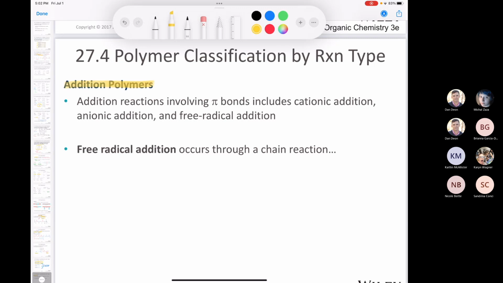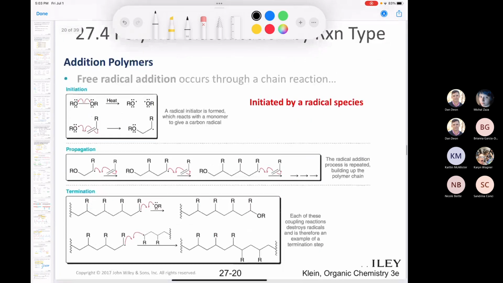It says addition polymers. Addition reactions involving pi bonds include cationic addition, so you can imagine that's got something to do with cations, anionic addition, and then free radical addition. Free radical addition occurs through a chain reaction. So we're going to start with this. We're going to start with free radicals, and then we'll look at anionic mechanisms after that.